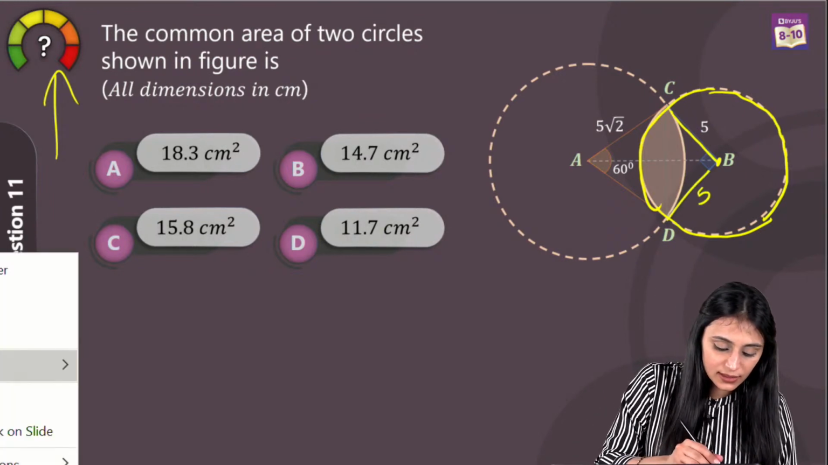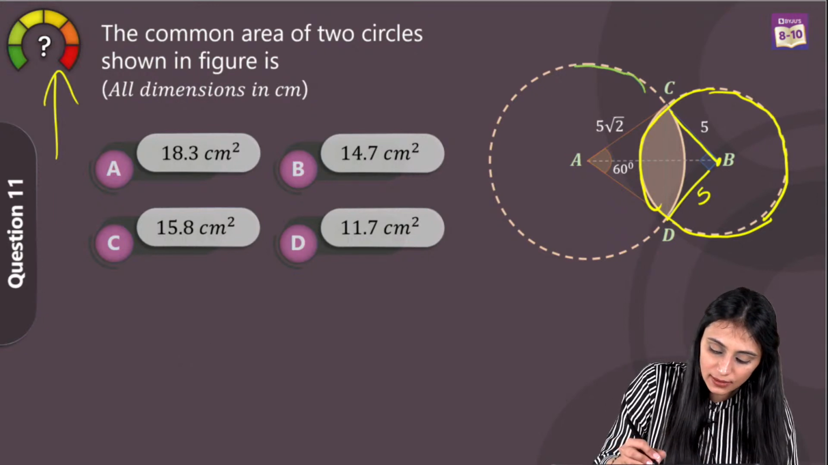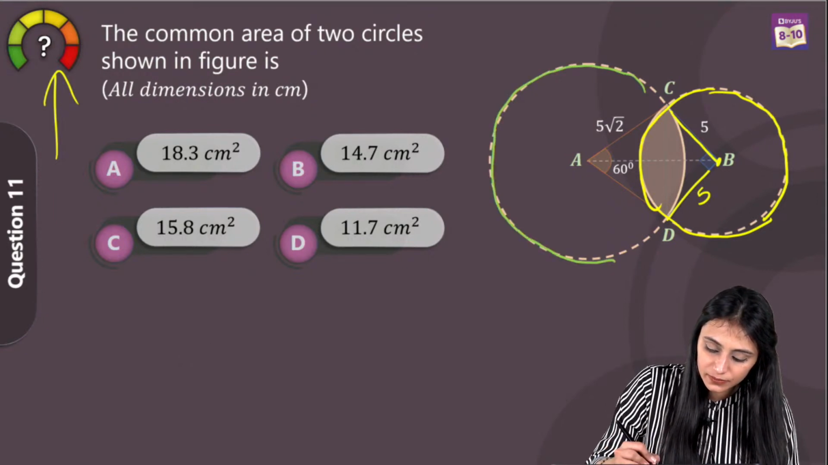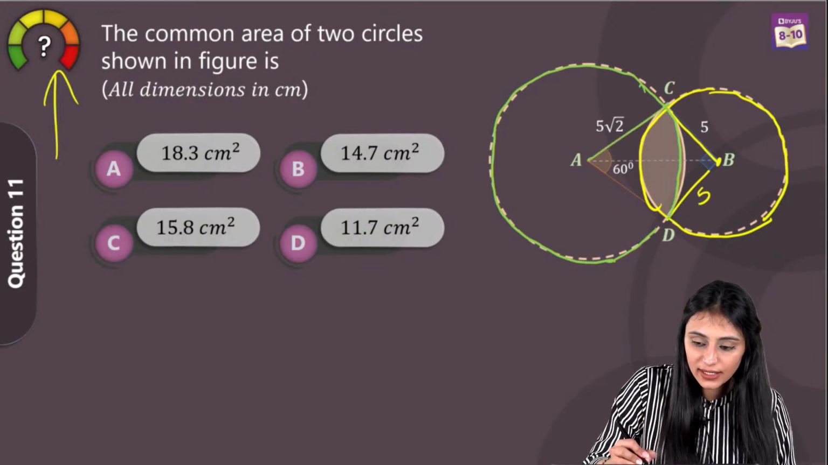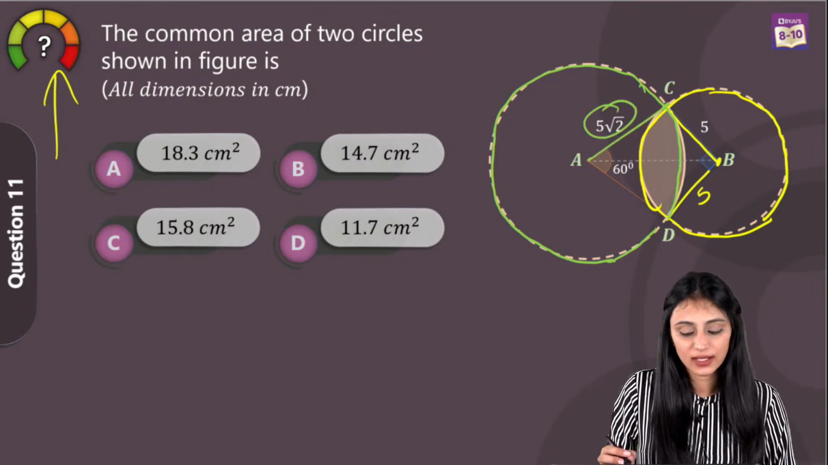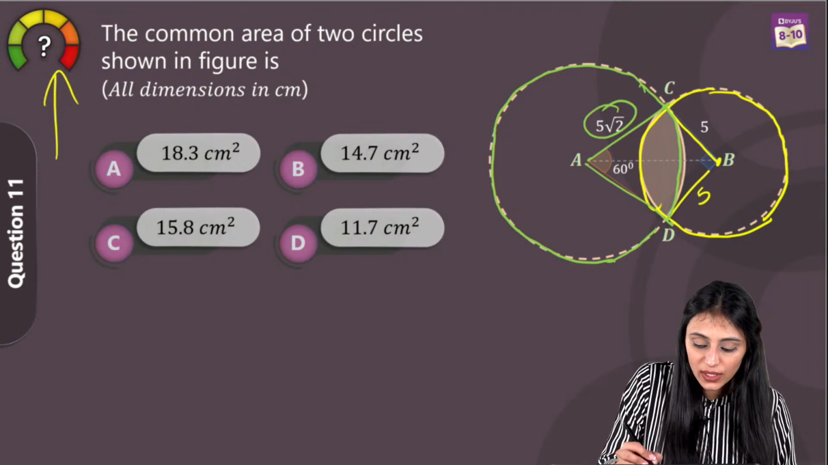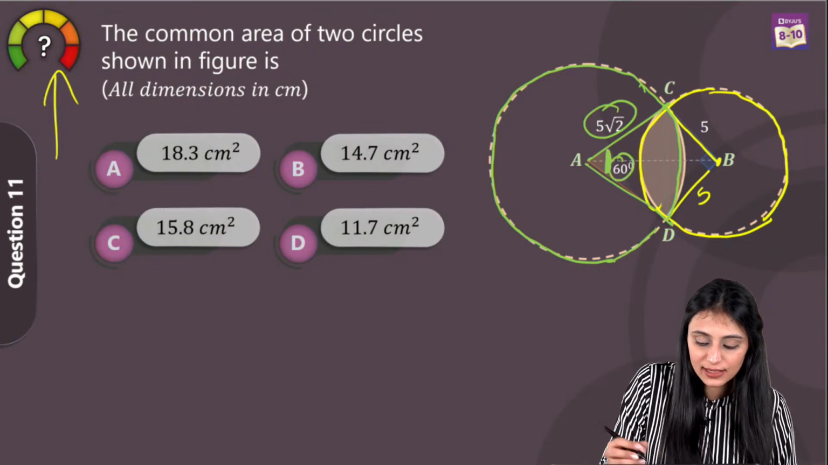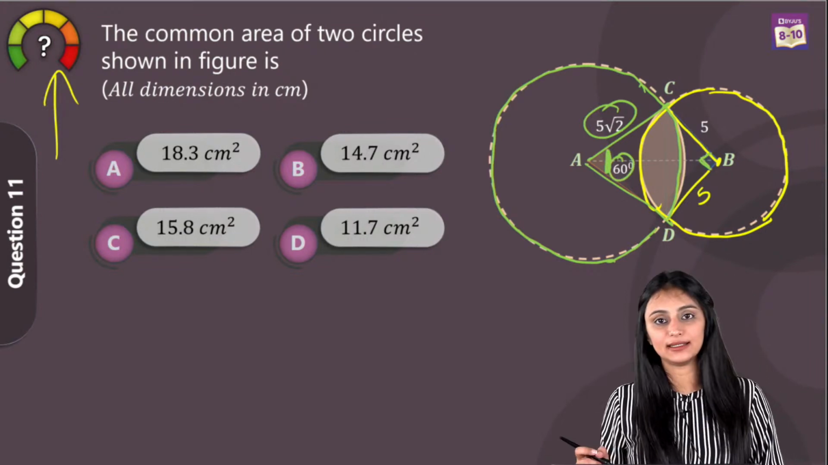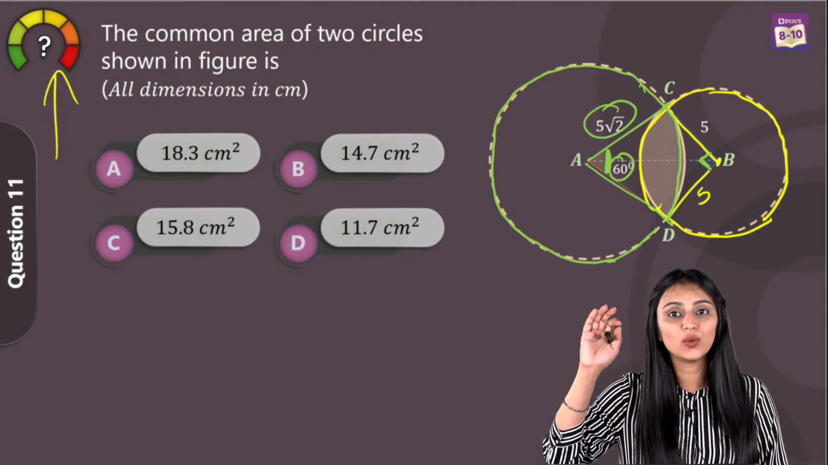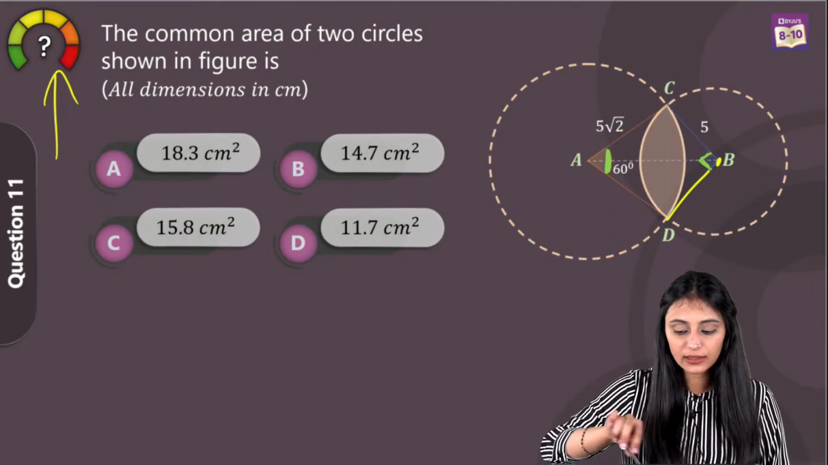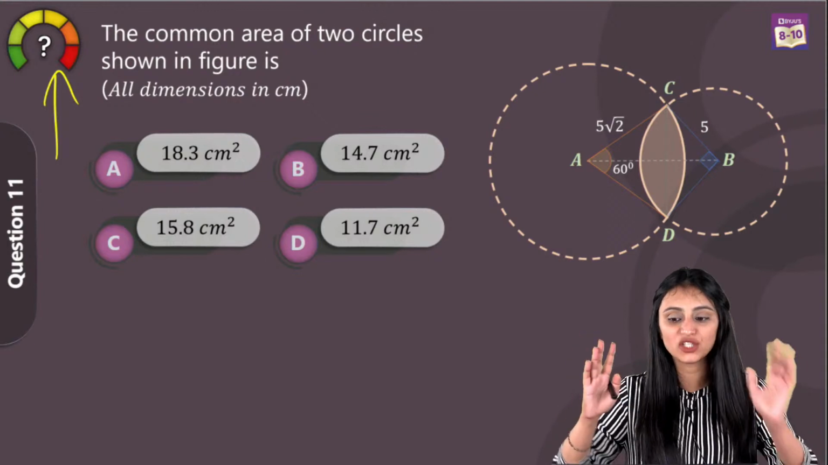Now this is another circle, and in this circle, the radius is 5 root 2, correct? Here we are given the angle at the center, that's 60 degrees. Here it is given 90 degrees. So I hope that first of all you have understood this figure. Understand the figure first, like what all information is given to us.